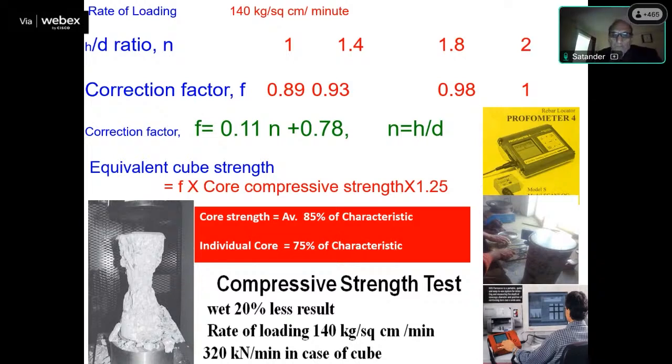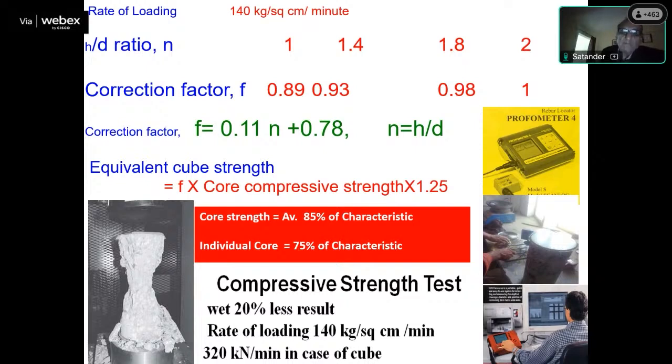Why is it so? It relates to the money. At site, FCK plus 3 I am taking because I am doing curing in the tank for 28 days. When you are taking a core, you are not doing curing for 28 days. That is the first thing. Second thing, the traffic is also moving. Third thing, when you are cutting a core, minimum 25% strength is reduced.